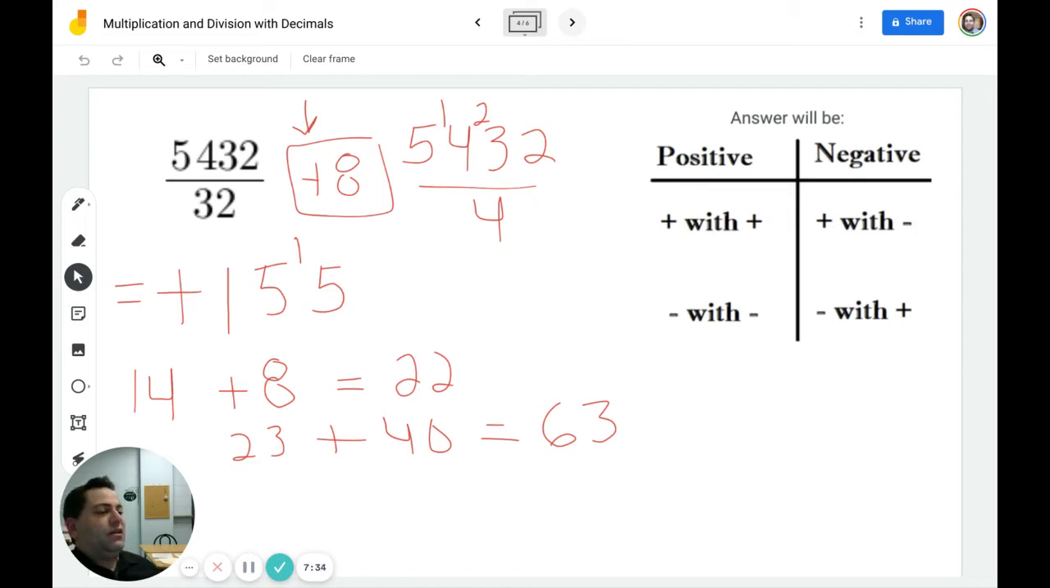4 times 15 is 60. 63 minus 60 is going to give me a 3 remainder. So I'm left with 32. And then 8 times 15. So 8 times 10 is 80. 8 times 5 is 40. That's going to leave me with 120. 12 plus 3 is 15. So 152 is my new divisor. But just a reminder, we are on the last number. And when we go to the last number, we have to return to 32.